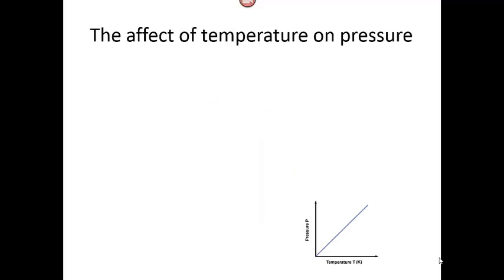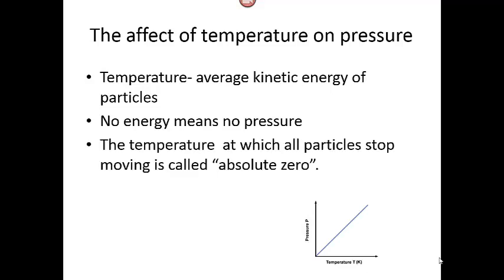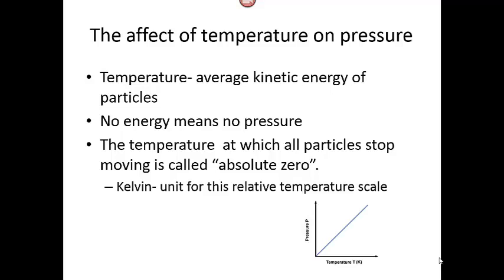The effect of temperature on pressure. It's important to understand the definition of temperature. Temperature is the average kinetic energy of particles. If there is no energy, that means there is no pressure. The temperature at which all particles stop moving is called absolute zero. Kelvin is the unit for this relative temperature scale. Absolute zero equals 0 K, and that is equal to negative 273 degrees Celsius.